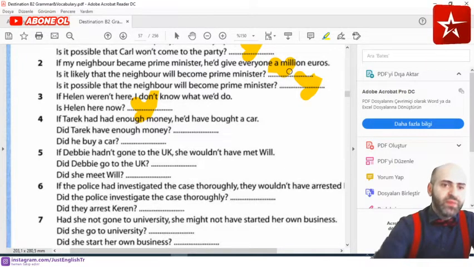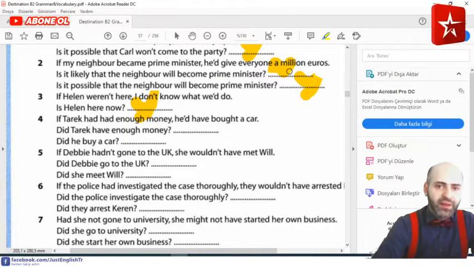Let's see number 4. If Derek had enough money, he would have bought a car. The question is, did Derek have enough money and did he buy a car? Yes or no? Let's see your answers.